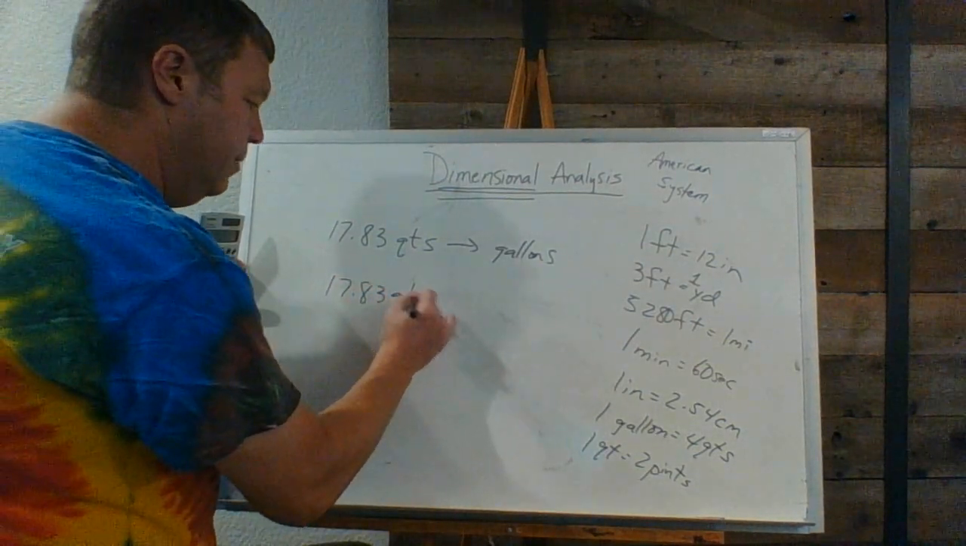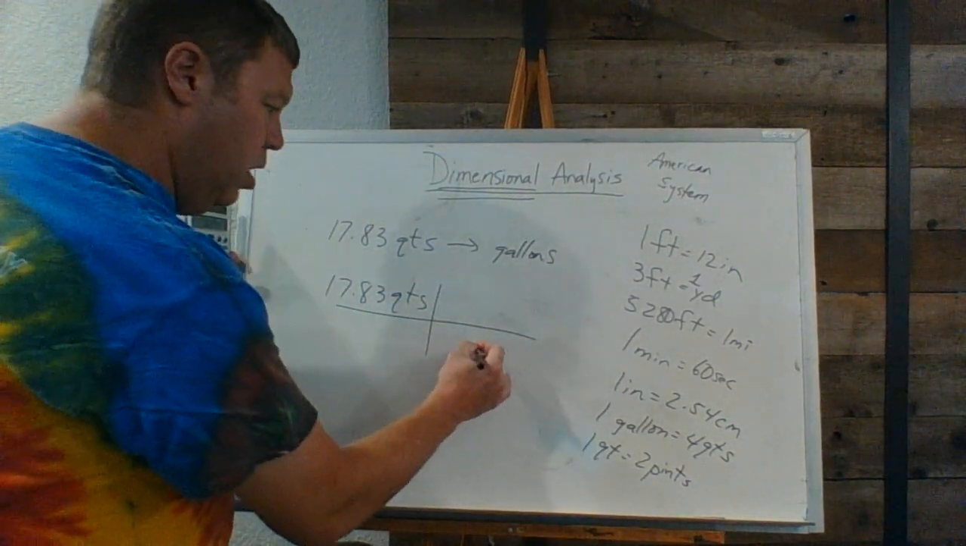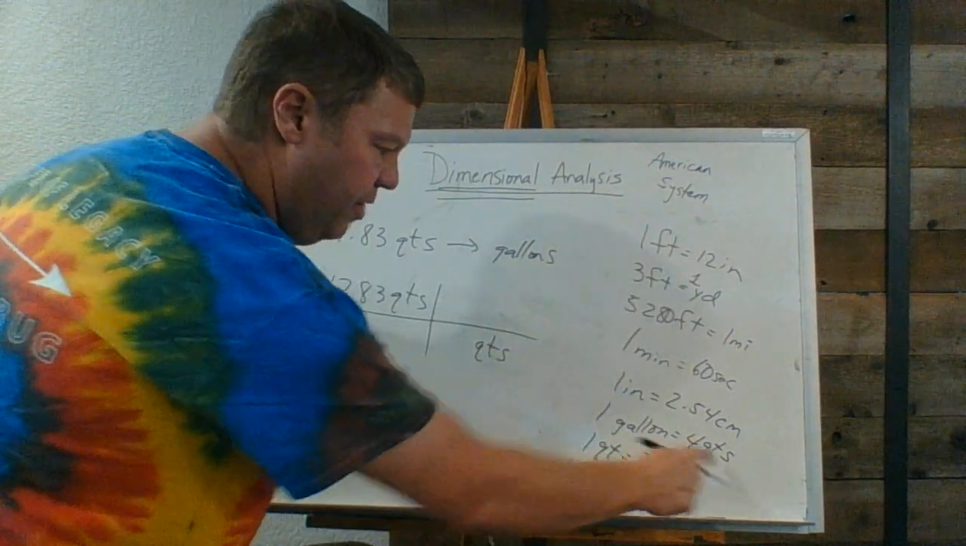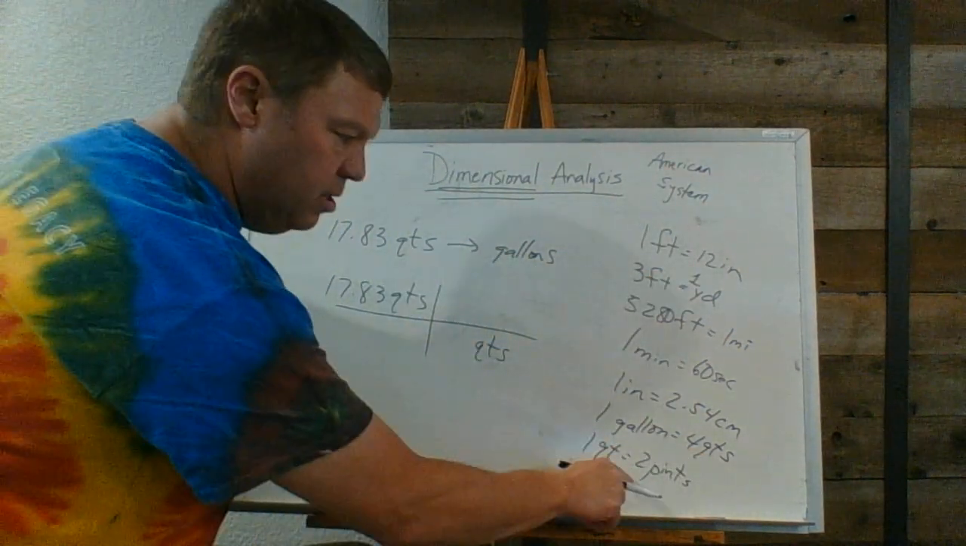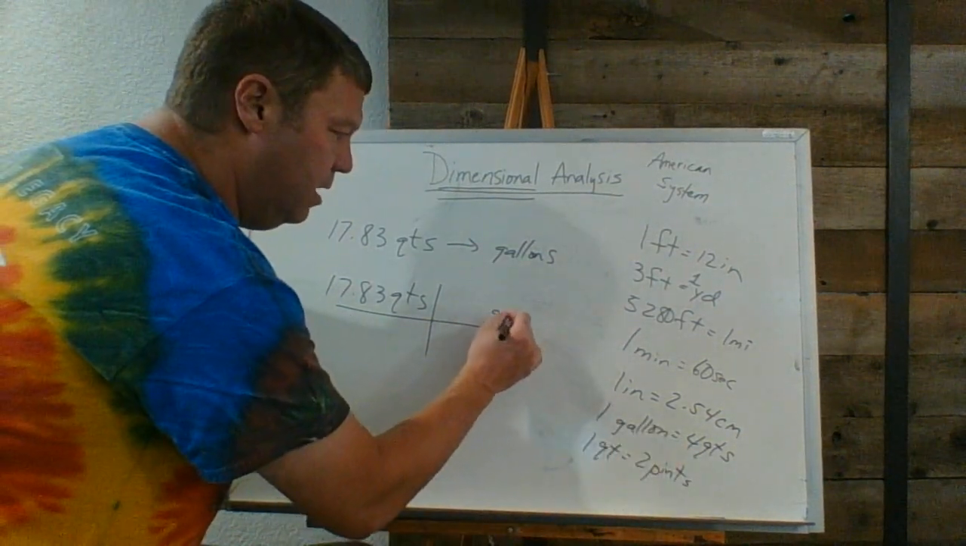17.83 quarts. Railroad track. Words go away first. Quarts, got it. Looking down the list, the only place I see quart is there and there. I want to go to gallons, so that means I don't want that one. I want this one. Okay, quarts goes to gallons.